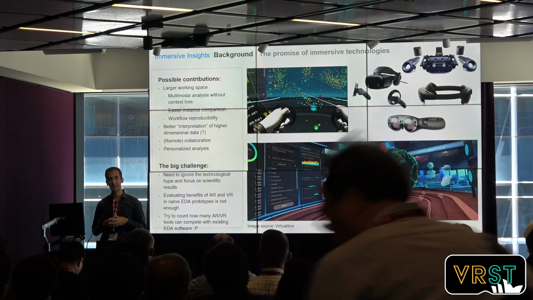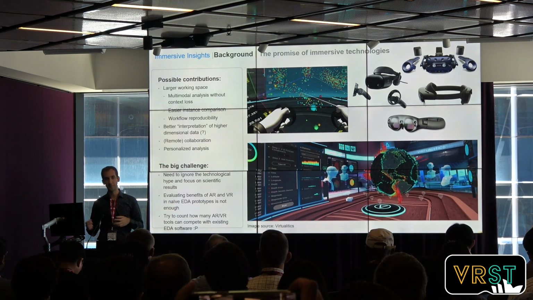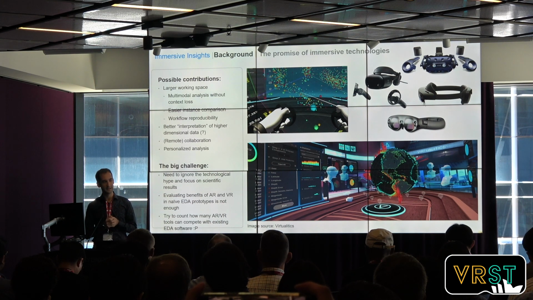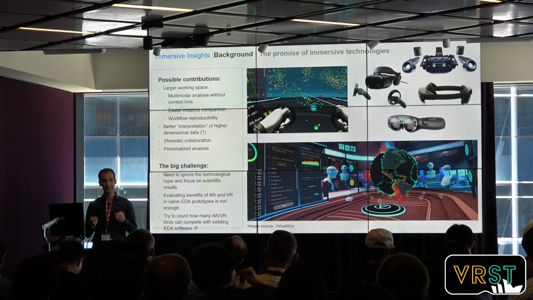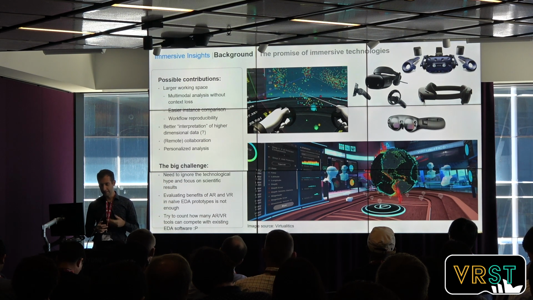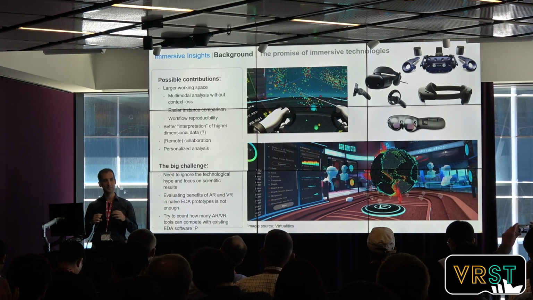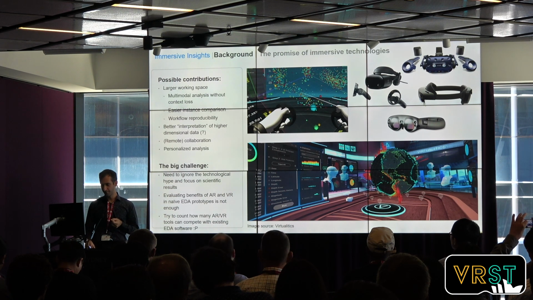Normally, when you do exploratory data analysis, you want to see many things at the same time. You want to have context, you want to have detail, you generally have many different tabs, and it's generally hard to keep them all at the same time during the analysis. So a possible contribution is having a larger working space. At the same time, arguably, we can have a better interpretation of higher dimensional data, collaboration, and personalized analysis. So for instance, everyone could have their own slice of data and eventually see it from a different perspective.